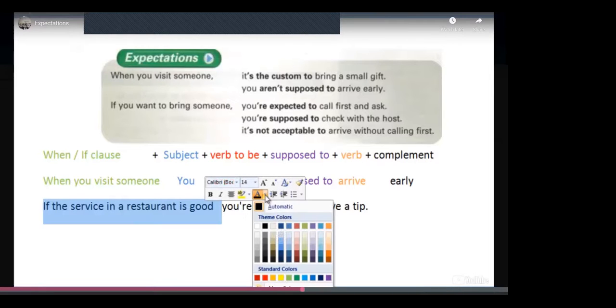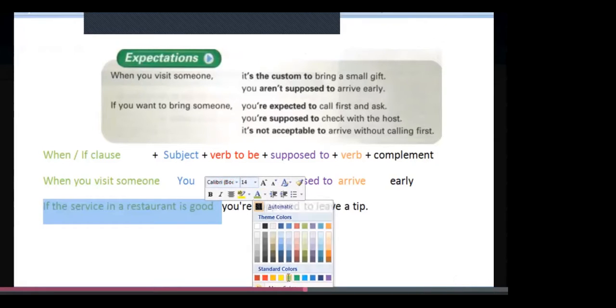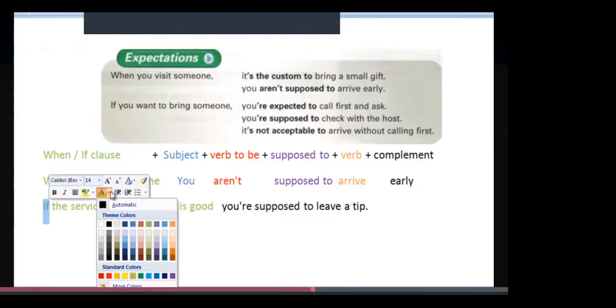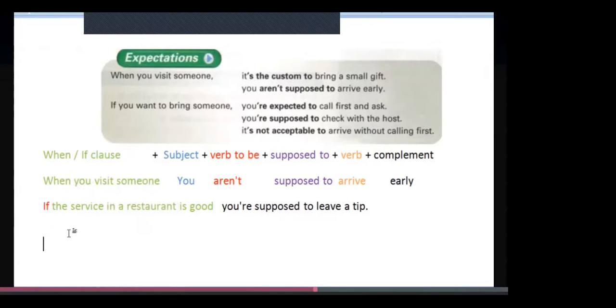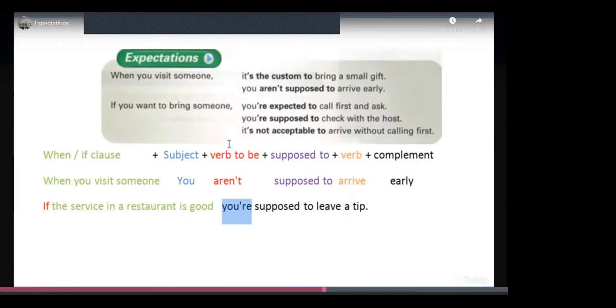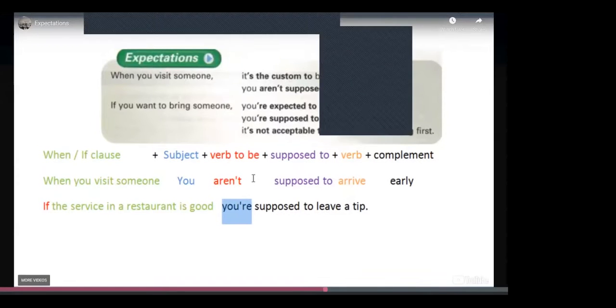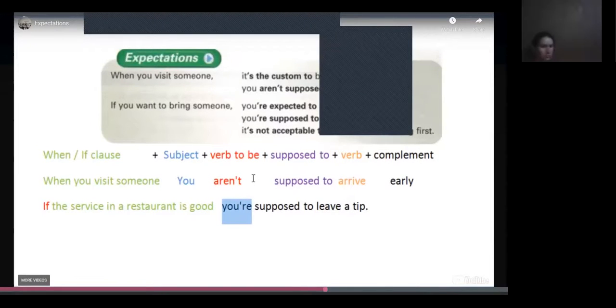Okay, I'm going to go ahead and color this in green just so that you can see that this is the when or the if clause. So in this case, it's the if clause that I'm using. So let me just quickly point that out, right? After that, it follows the subject and the verb. In this case. Okay. So, questions.